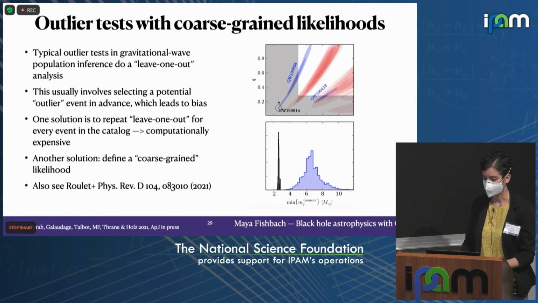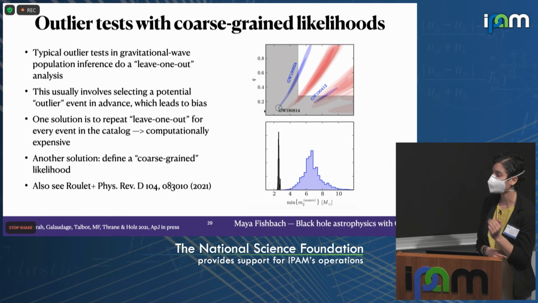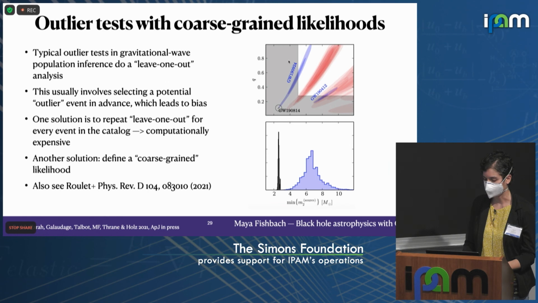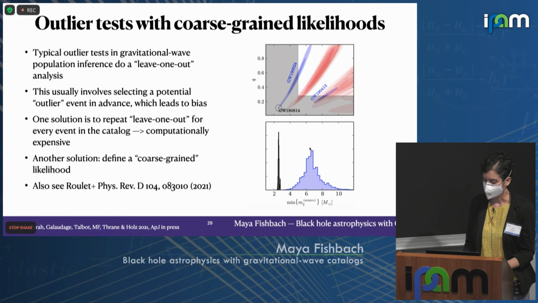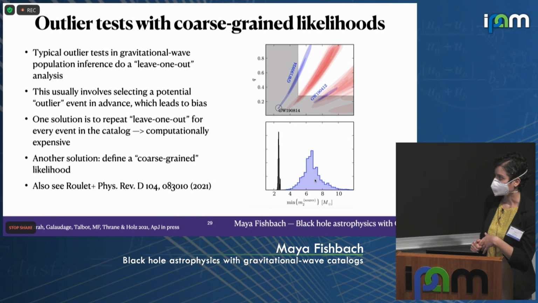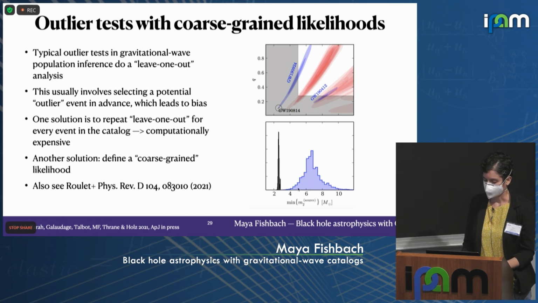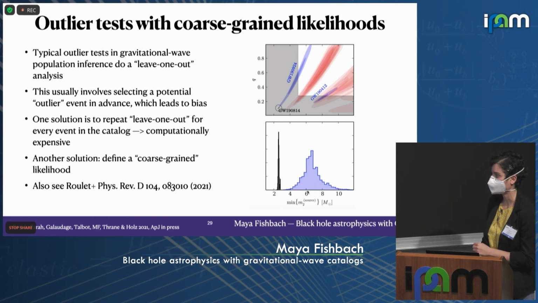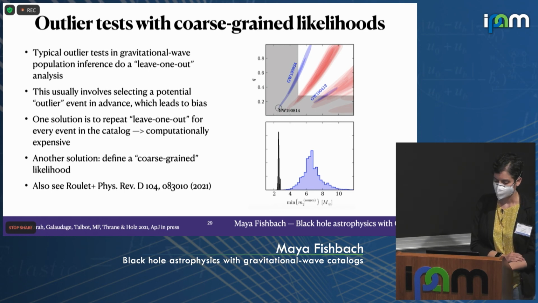And instead of just leaving out an event, you can say, well, say I've detected all these other events plus some event in this coarse-grained bin. And here you can see that even when you do that, you can then predict what should be the minimum secondary mass of the events in my catalog. You will get a distribution that is very different from the actual secondary mass of GW190814. So this event is definitely an outlier from the binary black hole population.